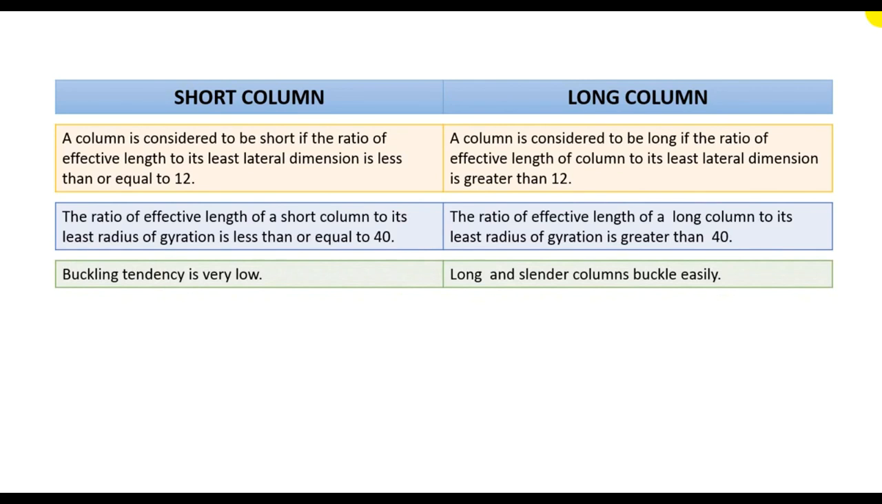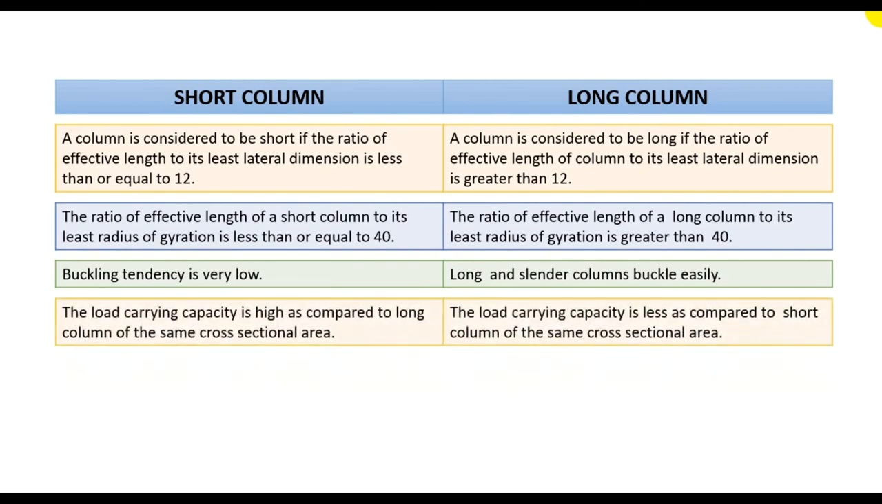Next, buckling tendency is very low for a short column, but for a long column, we know that the main failure is buckling. Long and slender columns buckle easily. Then the load carrying capacity of a short column is high as compared to a long column of the same cross sectional area. Suppose we consider the same cross sectional area of long column and short column, then the short column will be able to carry more load than the long column.